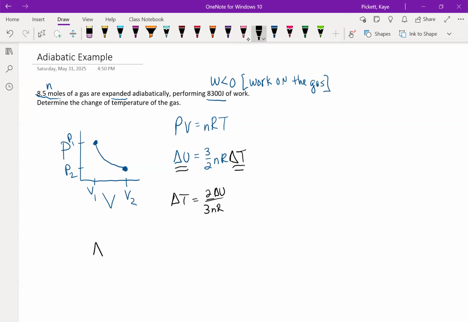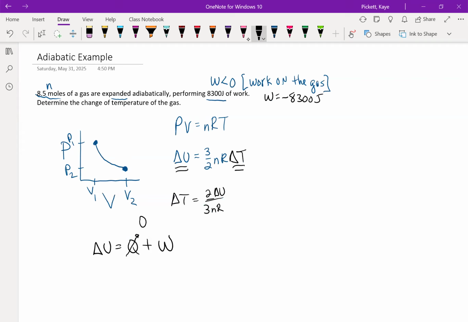Well, what I do know is delta U is Q plus W. And this plus is work done on the gas. So we're going to say that the work is going to be negative 8,300 joules, because we define our work as being done on the gas. Adiabat means that my Q equals 0. That's the big idea in this problem: the adiabat says that there is no heat flow from the vessel to the outside of the system. So I can have a temperature, but it's not leaving my system.